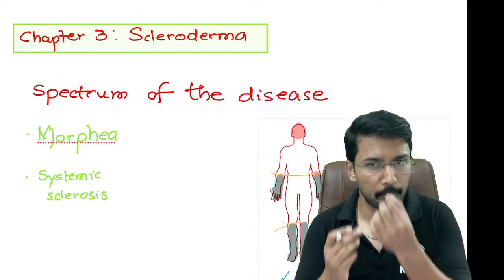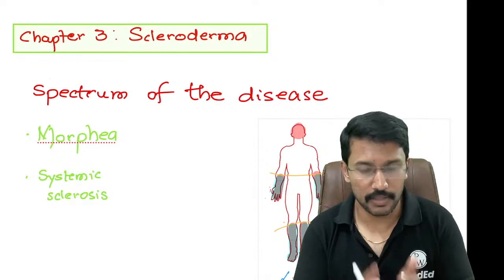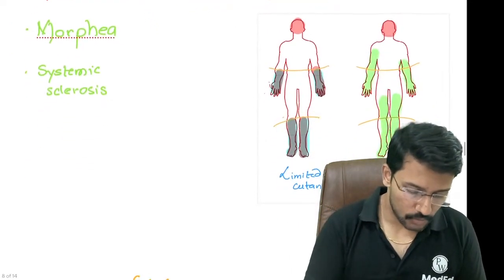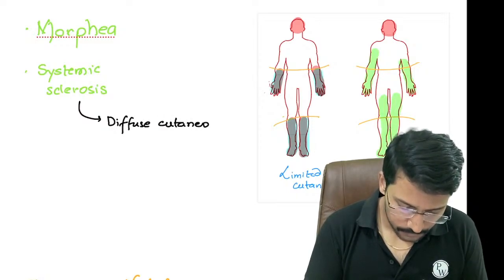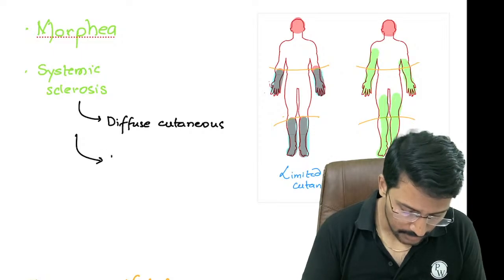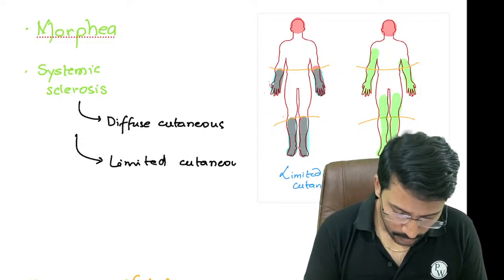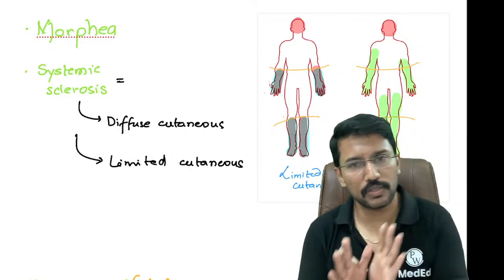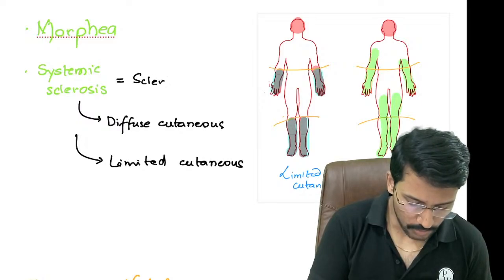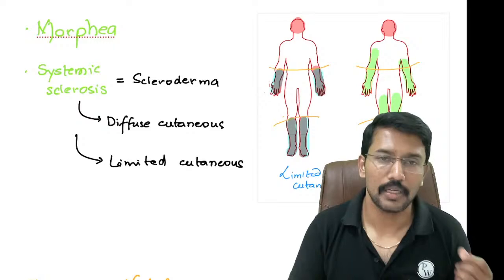Okay. Now there are 3 terminologies which we need to get ourselves acquainted with. The first one is morphea and the second one is systemic sclerosis. Under that we come across 2 terms. One is diffuse cutaneous systemic sclerosis and the other one is limited cutaneous systemic sclerosis. Also please be aware that systemic sclerosis is equal to what we call scleroderma. Both mean the same thing. If you say scleroderma, it means the same. If you say systemic sclerosis, it means the same.